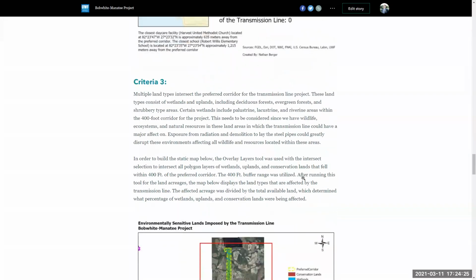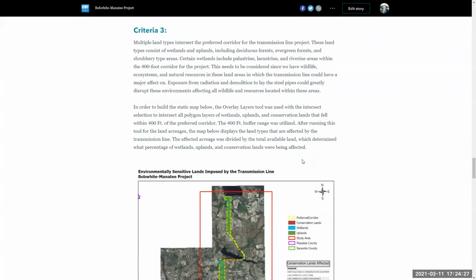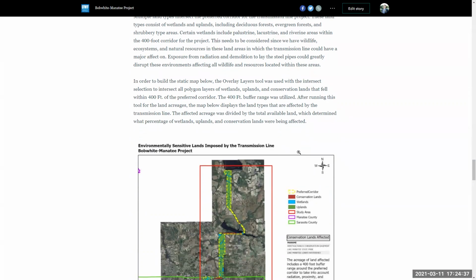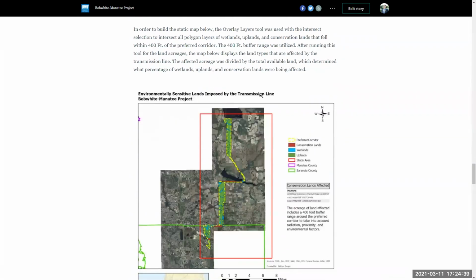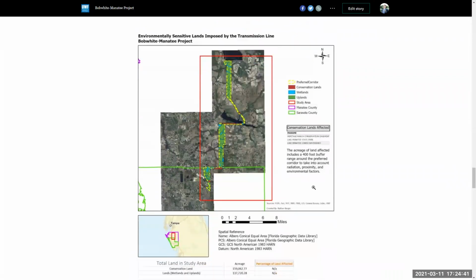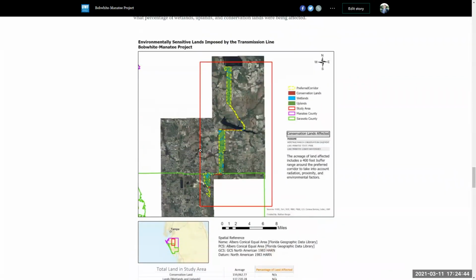Okay, so we've looked at homes and property owners. We've looked at schools and daycares to make sure that kids and the citizens that work at these facilities are going to be safe. Now we can start looking at land. So environmentally sensitive lands impacted by the transmission line. As you can see here, depicted in green are the uplands, blue are the wetlands, and burgundy are the conservation lands. So what you are seeing is all of the lands that will be affected by the transmission line project.